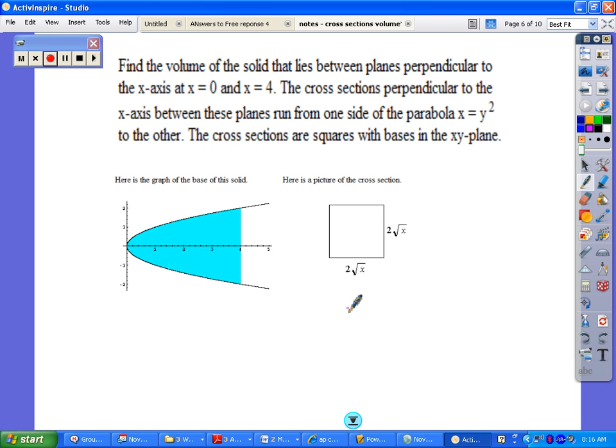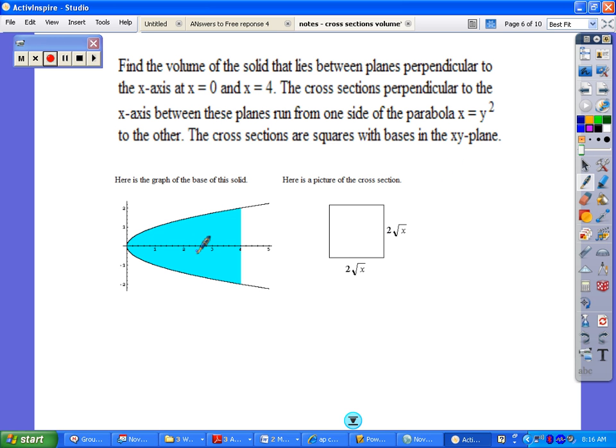So this first problem is not on the worksheet, the other ones will be, but they tell us we want to find the volume of a solid that lies between the planes perpendicular to the x-axis at x equals 0 and x equals 4. The cross sections perpendicular to the x-axis between these planes run from one side of the parabola x equals y squared to the other. The cross sections are squares and their bases in the xy plane.